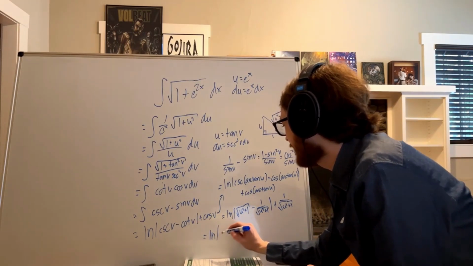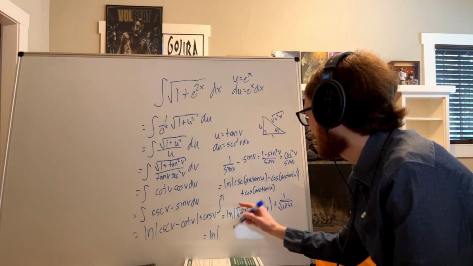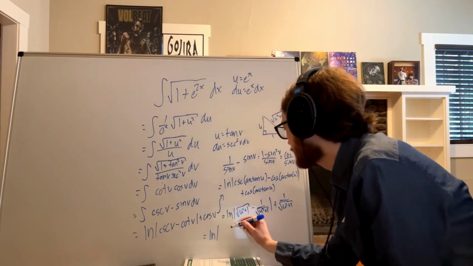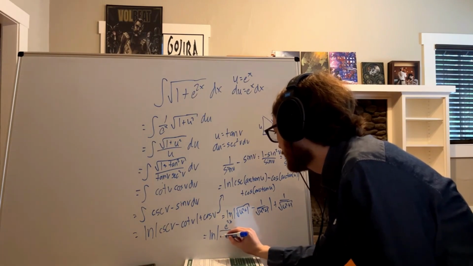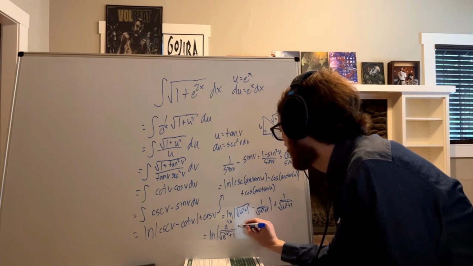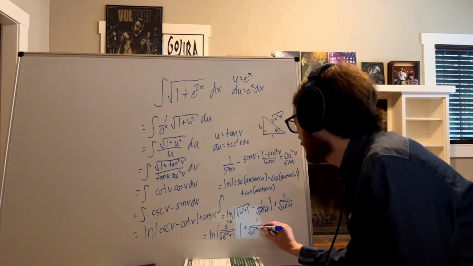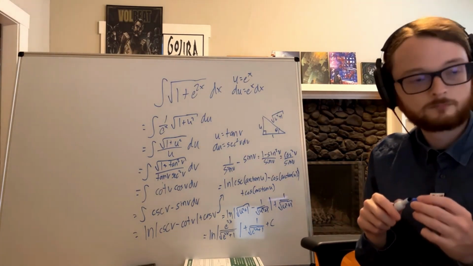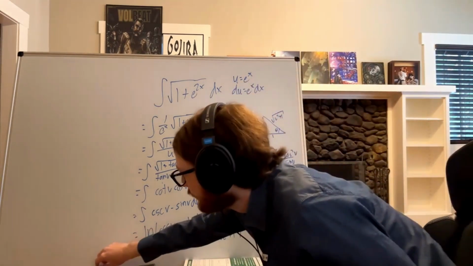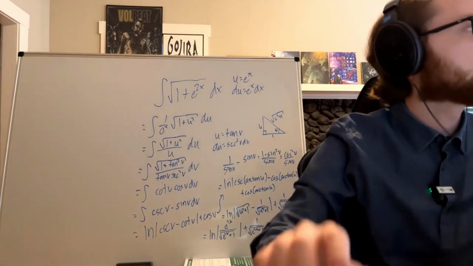Okay, ln, getting common denominator, we multiply this by root u squared plus 1 over the same. So that becomes just u squared plus 1 on top. Minus 1 is just u squared. u is e to the x, so we get e to the 2x over root e to the 2x plus 1, plus 1 over root e to the 2x plus 1, plus c. Okay, that one's a bit of a doozy.